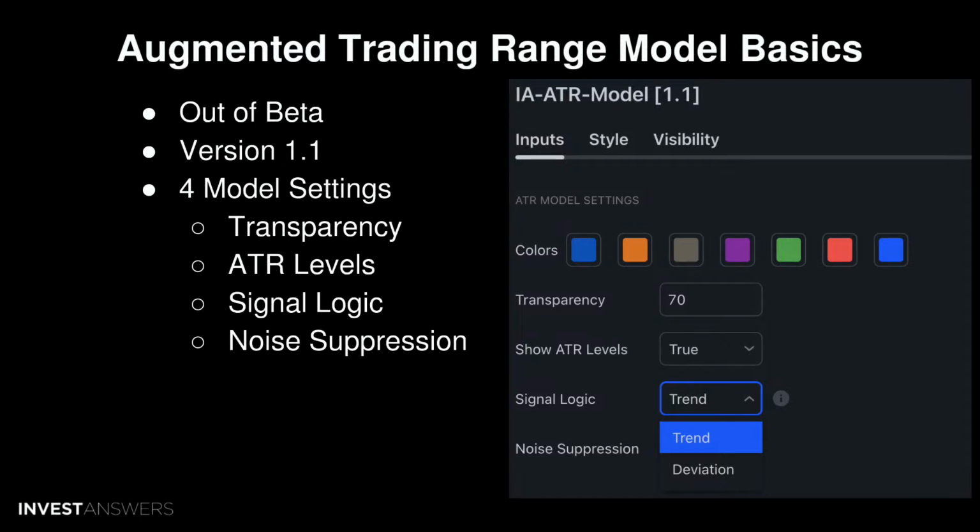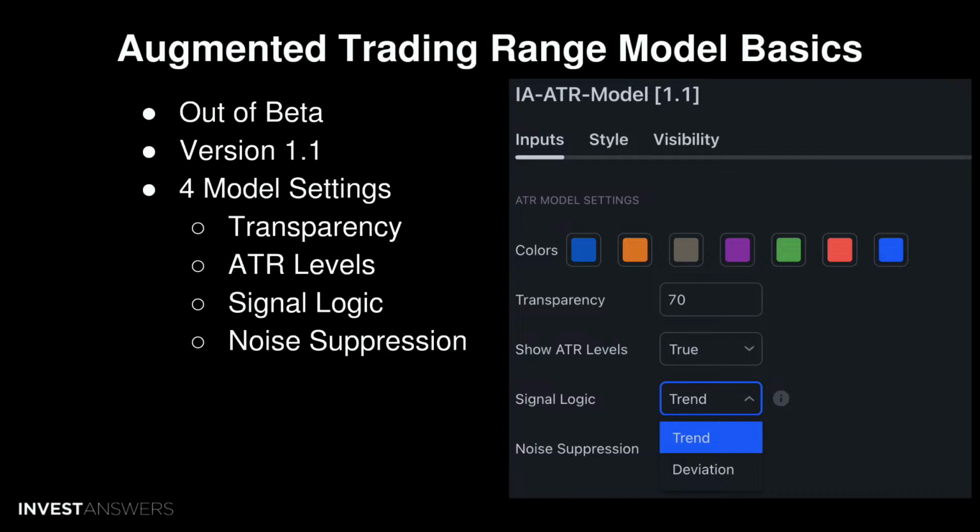And there are 4 model settings. ATR for me stands for Augmented Trading Range. Everything happens in a range in markets in any asset, but this helps you identify those ranges. So you can see, first of all, there are transparency and color settings. I'll talk about the clouds and trends as well in a minute and how important they are. There are ATR levels. Do you want to see them? The 6 of them. You can turn them on or off if you like. I recommend you should always have them on.